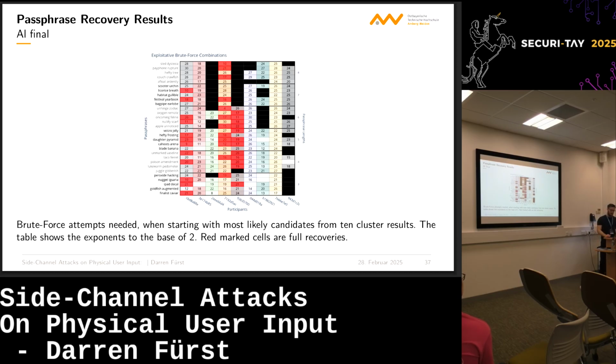And then all the red rectangles are the full passphrase recoveries. I didn't mark in the partial recoveries here because it gets a bit crowded, and that's ultimately what we're interested in. But as you can see, 3 of the participants were actually fairly vulnerable to this, I would say, whereas the other ones weren't. And this is probably typing style or the actual mechanical keyboard that was used that was attackable.